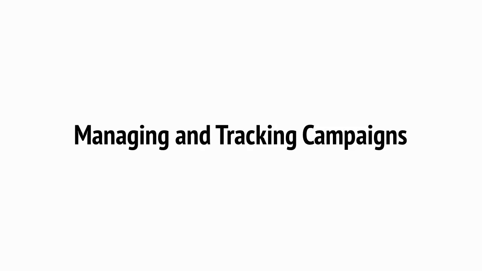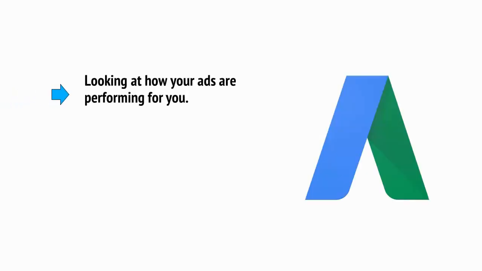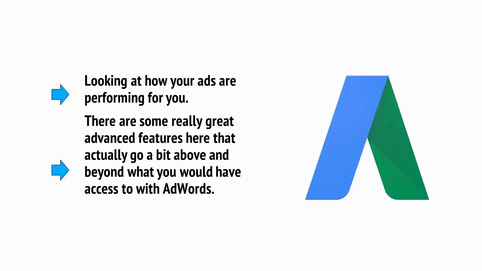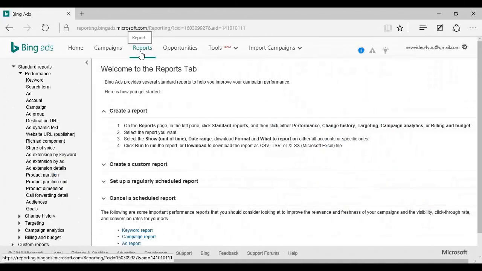In this case, that's going to mean looking at how your ads are performing for you. And there are some really advanced features here that actually go a bit above and beyond what you would have access to with AdWords. We'll delve into these in more detail in the next video. But for now, make sure you're watching your basic metrics like a hawk. Click the Reports tab here, and then Standard Reports over here on the left-hand side, and select any one of the 18 different performance reports to get your statistics. You'll be able to see things like your average CPC, your cost per click, your average CPM, cost per impression, CTR, click-through rate, and a whole lot more.